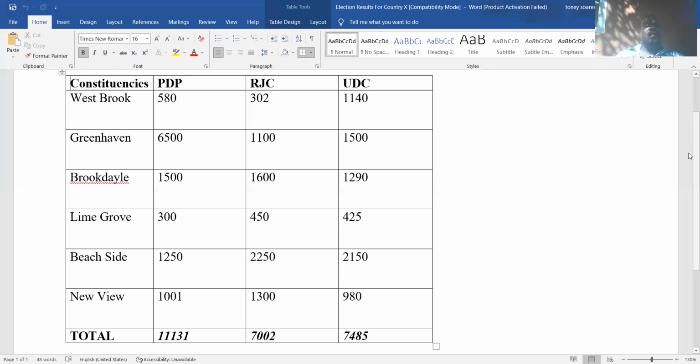So RJC actually won 4 seats. Thus, they are declared the winner of the election, and RJC will form the government by having 4 members of parliament, while PDP will have 1, UDC will have 1. So RJC will form the next government under first past the post system. And I hope you understand that.